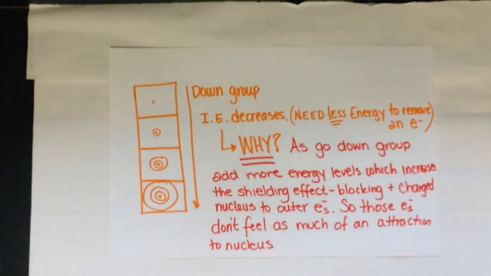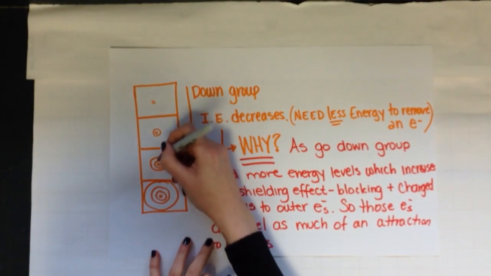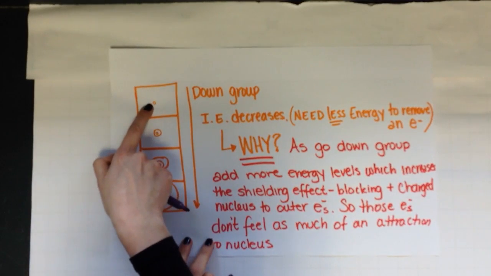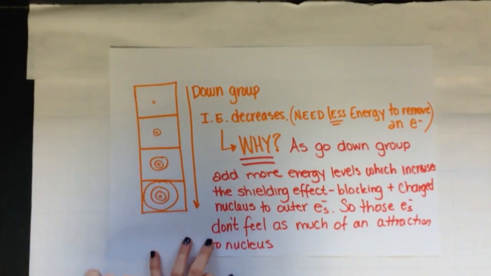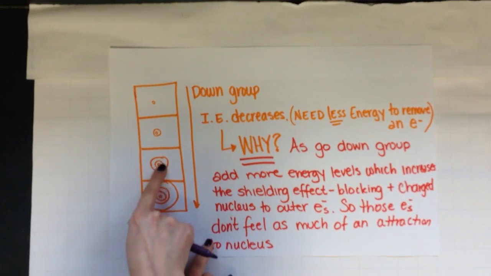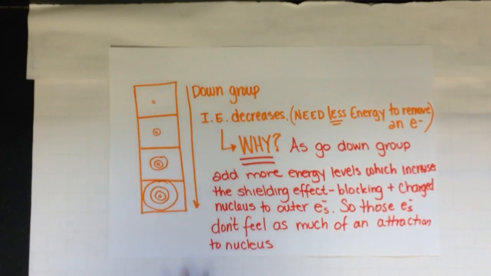So let's take a look at down a group. Okay? So here is down a group. Well, look, once again, it has something to do with energy levels. More energy levels. Well, what does that do? Well, think about it. That's more shielding, right? Over here, one energy level, no shielding. Here, one layer of shielding. Here, 2 layers of shielding. Here, 3 layers of shielding. More and more shielding.